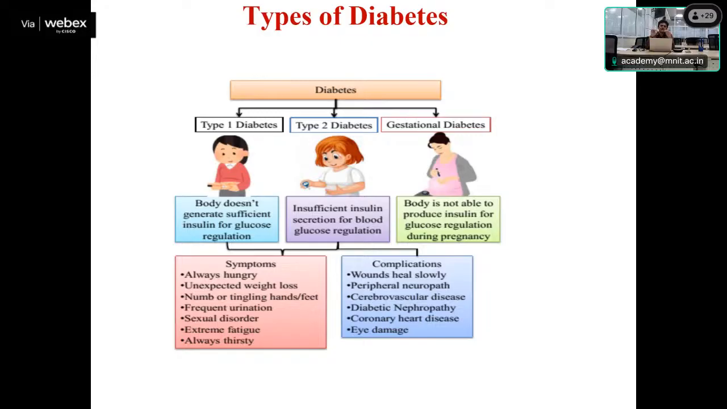Usually once the pregnancy is over, this diabetic condition will disappear from the woman. But definitely the woman has to take care further so that she does not enter into either of these two main categories, type 1 and type 2 diabetes. Type 1 and type 2 are the main diabetes categories observed in diabetes patients.